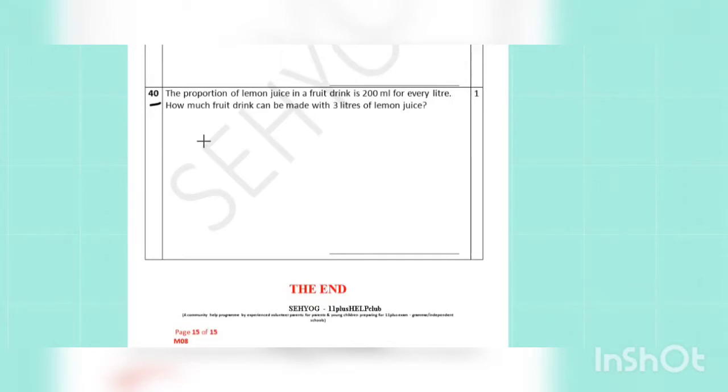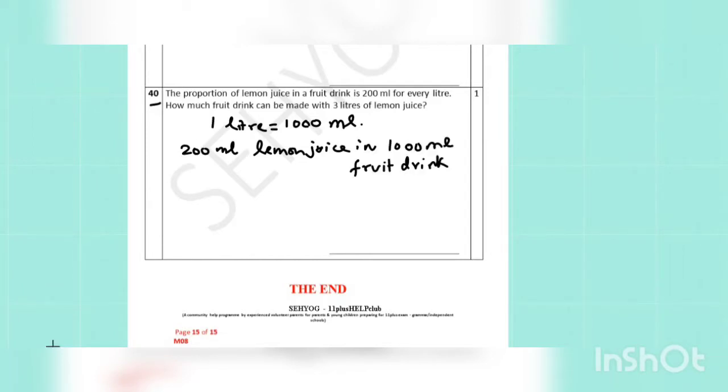The proportion of lemon juice in a fruit drink is 200 ml in 1 liter. So 1 liter means it is 1000 ml, which means 200 ml lemon juice in 1000 ml of the fruit drink. If we want to find the ratio between these two quantities, 200 is to 1000 is the ratio of lemon juice to fruit drink.